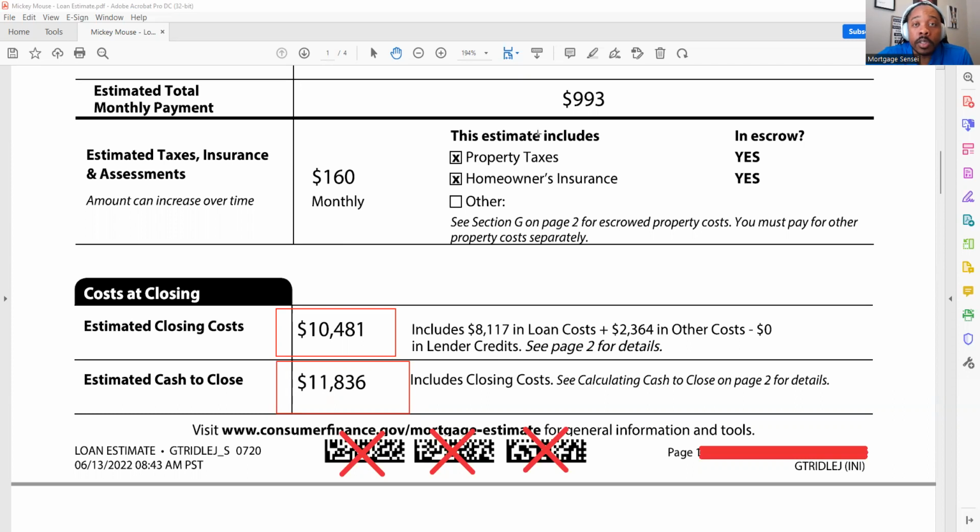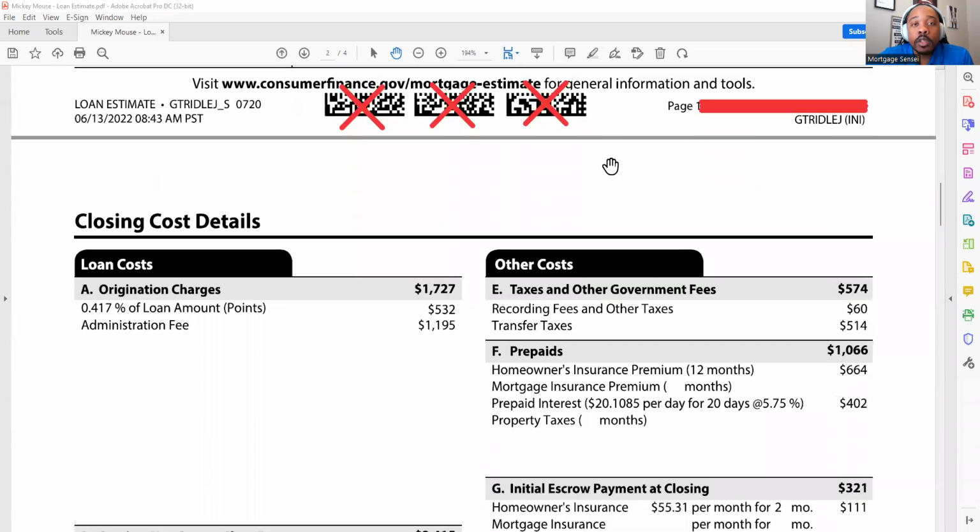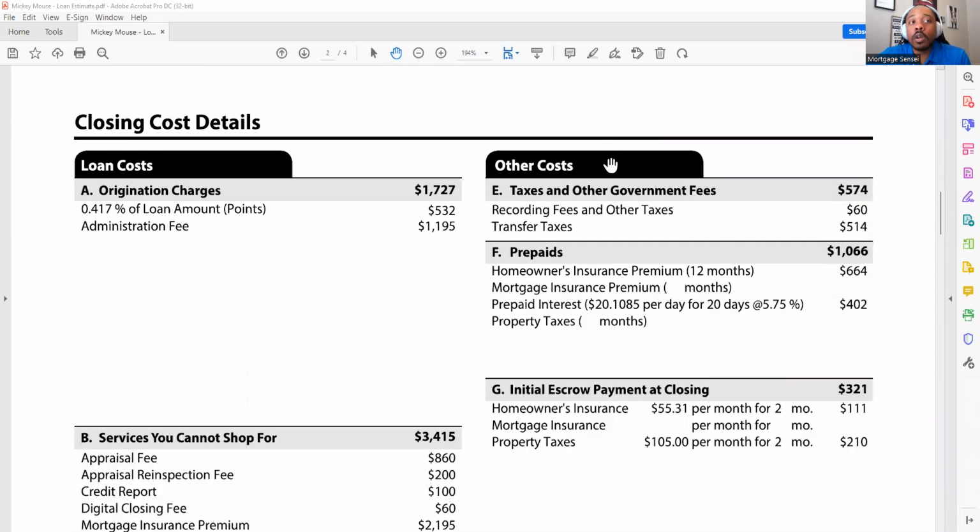That's why there's always a difference. To drag your eyes, always right to estimated cash to close. All right, now on page 2, this is your closing cost detail. Now, this is where we're going to start to break down your closing costs.